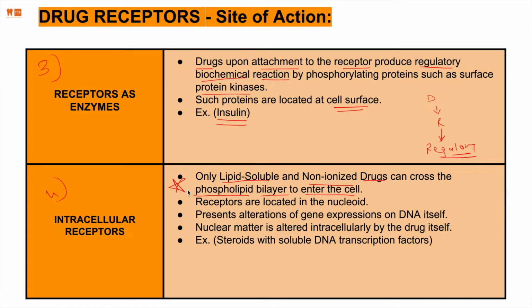Remember this concept, we repeatedly talked about this in the pharmacokinetics lecture. Once the drug is inside, the receptors are located in the nucleoid. In the nucleoid, within the DNA area, it presents alterations of gene expression in the DNA itself. So down to the molecular changes. The nuclear matter is then altered intracellularly by the drug itself, and examples are steroids with soluble DNA transcription factors. So yes, basically steroids are the drugs that go into the nucleoid and affect the DNA directly.